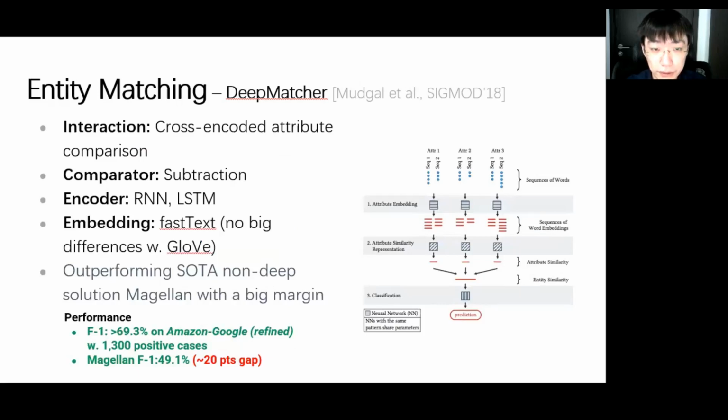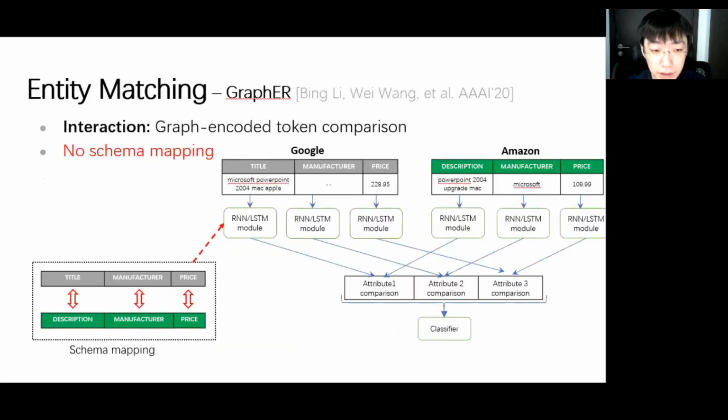By default, the embedding of DeepMatcher is fastText, although in the experiment part, they also claim that there is no big difference between fastText and GloVe. The experiment shows that on the refined Amazon Google dataset, DeepMatcher achieves 69% F1, which is 20 points better than Magellan.